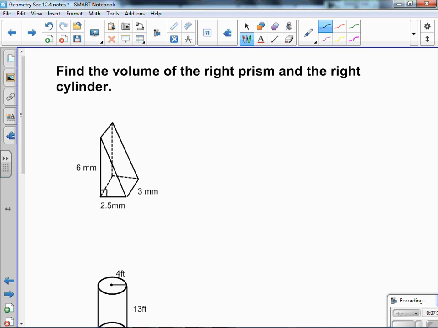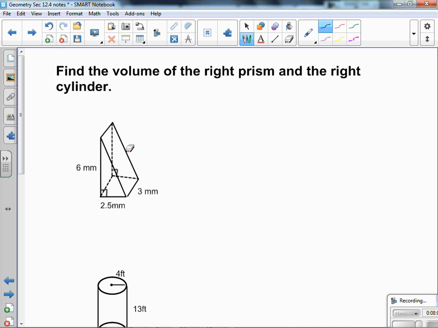I erased it out of here when I was cleaning it up, but those should have a right angle there. Now when we look at this prism, a lot of people will look at the base here, it's 2.5 millimeters by 3 millimeters, and think of that as the base of the prism. But remember, for it to be a base, it has to have a congruent counterpart that's parallel to it. So even though it's not at the bottom and the top, it's at the front and the back, these two triangles are going to be our bases.